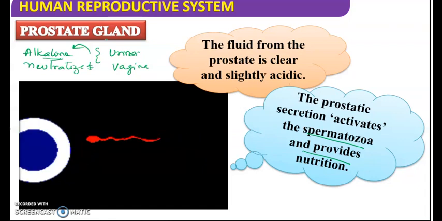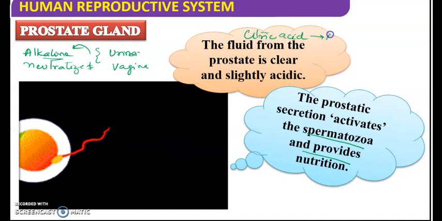Why is it so acidic and why does it have phosphate? One reason people give is that it acts as an antibiotic to destroy bacteria and protect the sperm from any other acids present. That's one of the roles it is said to have. Other than that, it is rich in citric acid, which is used by the sperm to generate ATP for its movement.